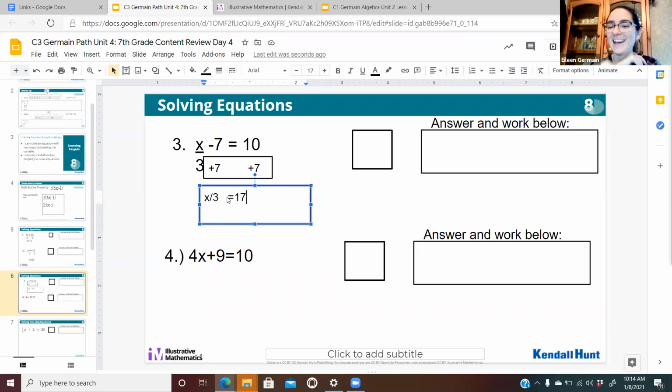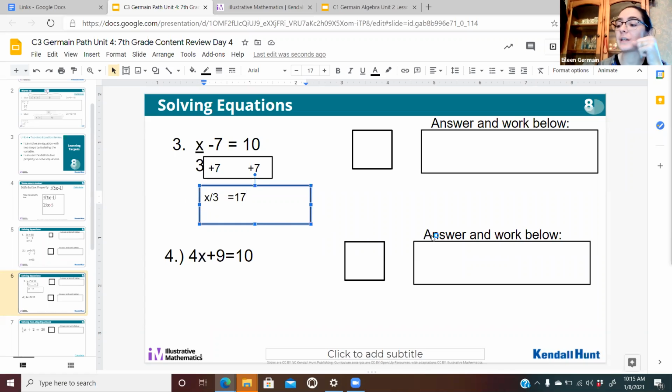Thank you, Jaden. I was confused for a second. How do I get my x by itself now? What do I have to do to each side? Jaden already told me. So I have this attached. It's division, right? Very good, Avery.